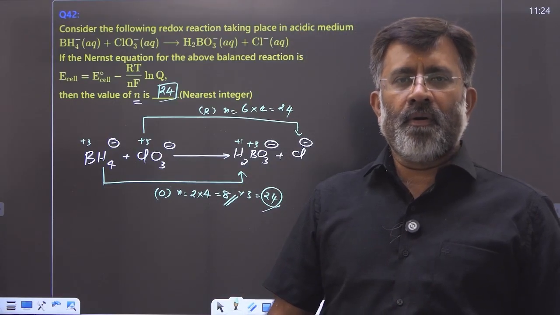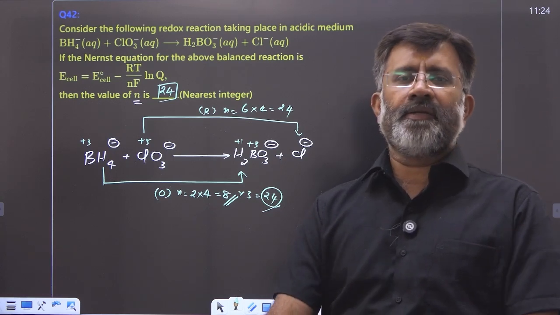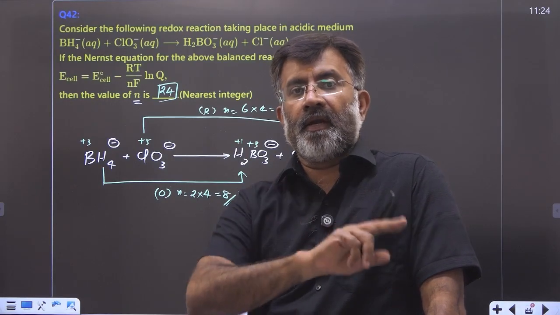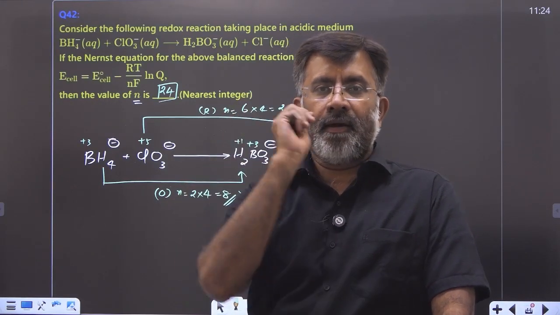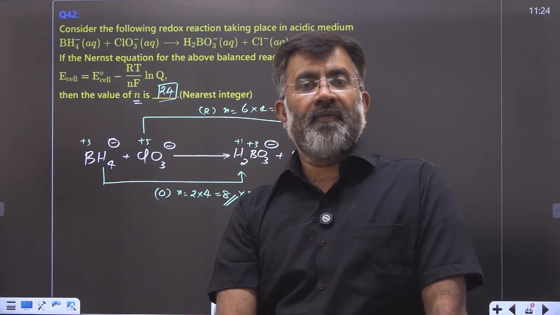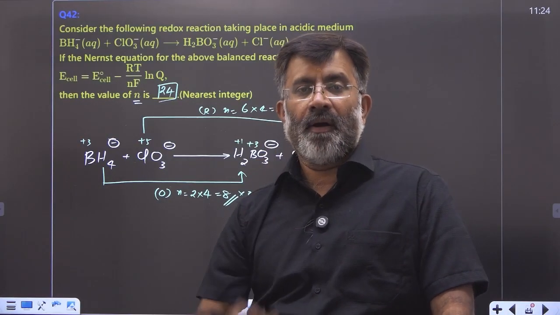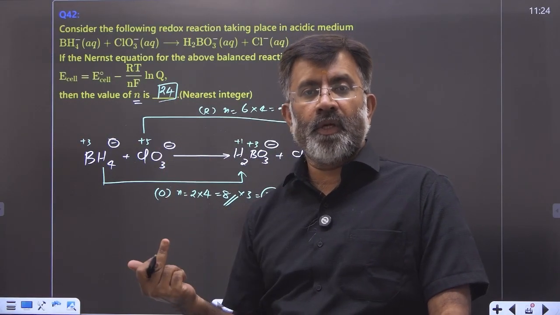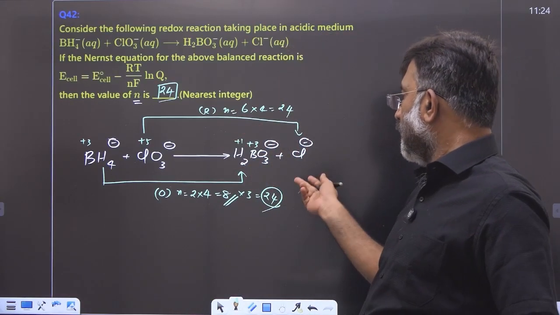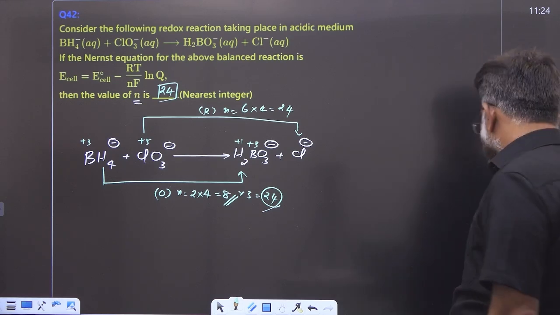So boron, there is no change in oxidation state. What changes in oxidation state is hydrogen and chlorine. Hydrogen goes from minus 1 to plus 1, so N factor 2, 4 hydrogens, 8. Next, chlorine goes from plus 5 to minus 1, N factor 6. So there it is 6 and here 8. When you equate, you get 24. 6 into 4, 24. 8 into 3, 24. Okay, fine. Next question.